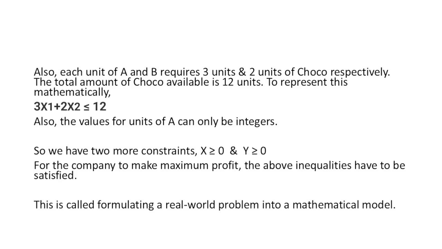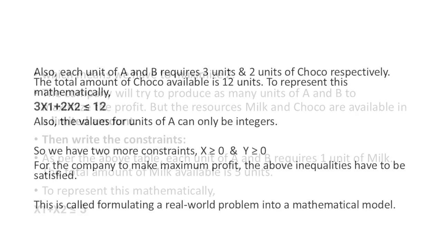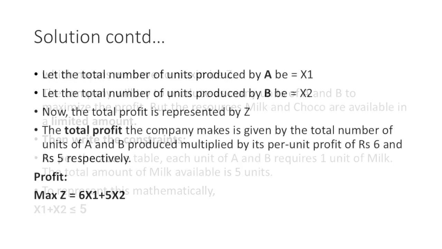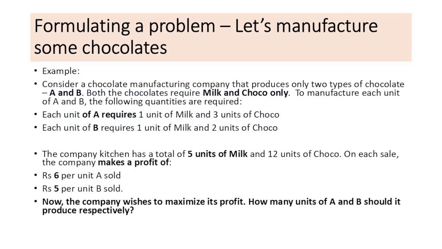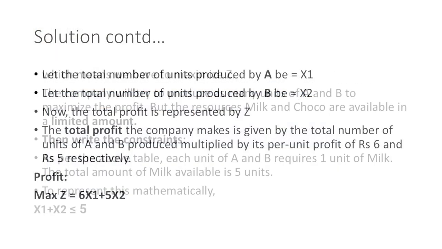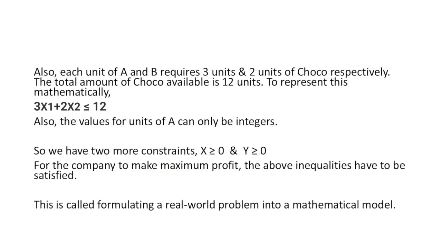And for chocolate, the total available quantity is 12. So with regard to choco, the data should be represented like 3x1. In the question it is mentioned, you can look at the question, 3 units of choco for A and 2 units of choco for B. So 3x1 plus 2x2 should be less than or equal to 12. That is the choco-related data. That is represented by means of constraints.